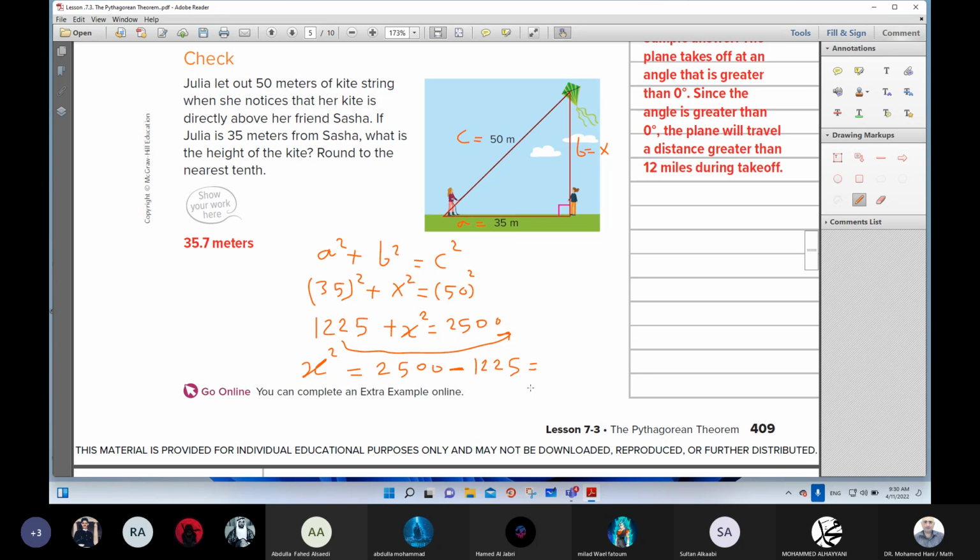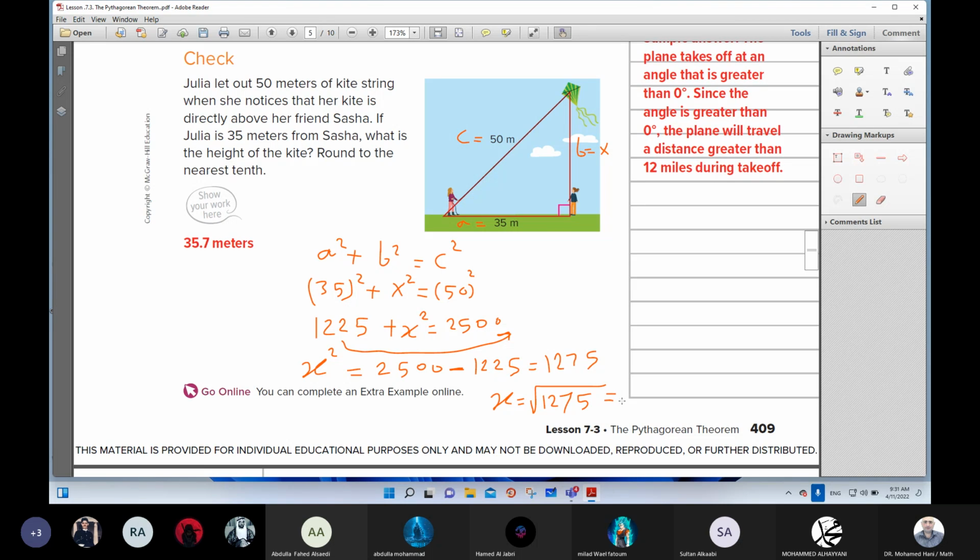So 2,500 minus 1,225 will be 1,275. So this means the value of X squared. So the value of X is the square root of 1,275.